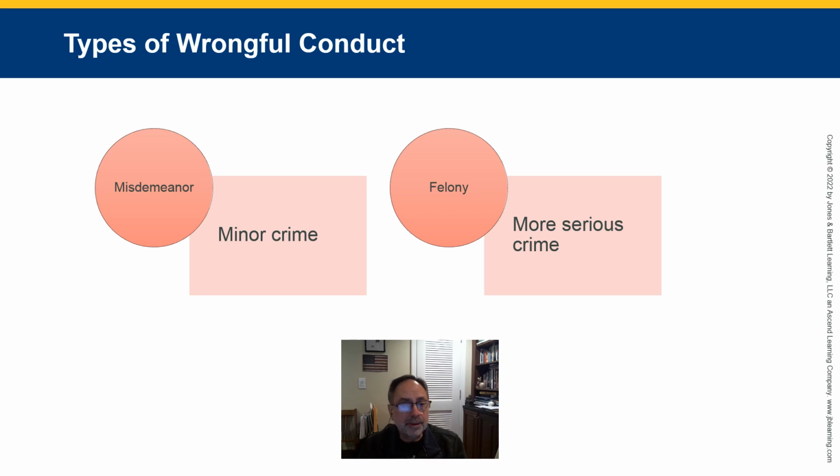You're probably aware that there are two types of wrongful conduct that can be illegal. A minor crime is a misdemeanor. A more serious crime is a felony. So you've probably heard those terms in the past.